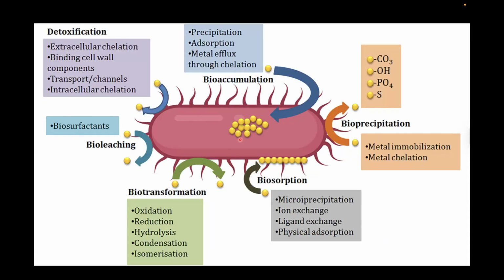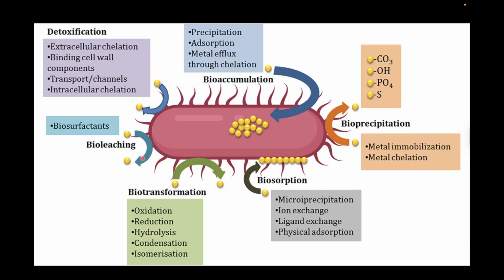So, in these ways, many of the microorganisms can be utilized for heavy metal bioremediation: detoxification, extracellular chelation, binding to the cell wall components. Heavy metals can bind to the cell wall components and the transport channels, and intracellular chelation as well. Chelation, in the sense, is satisfying the charge or the oxidation state of the metal and precipitating it as complexes. Precipitation, adsorption, metal efflux through chelation, these are bioaccumulation strategies.